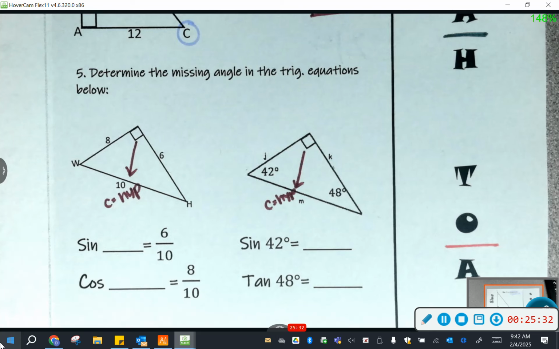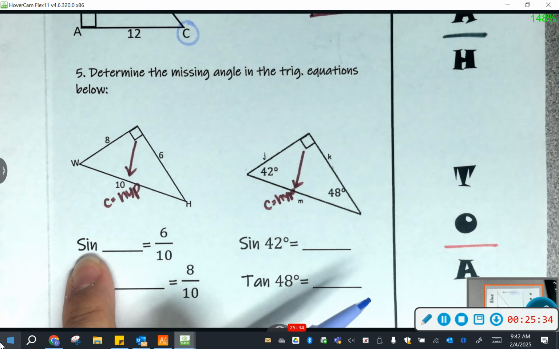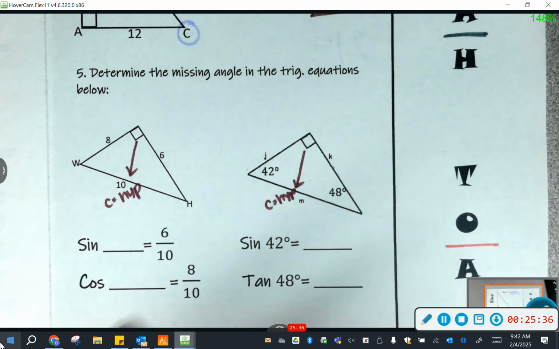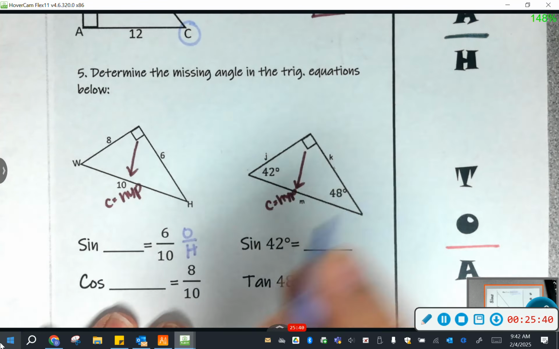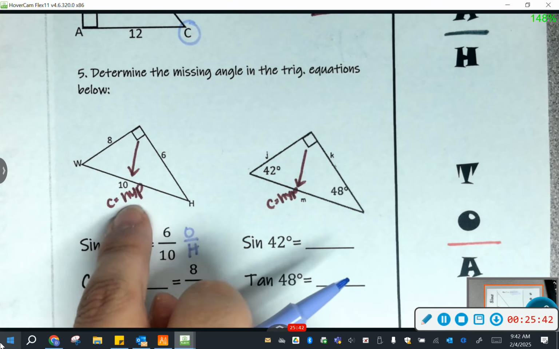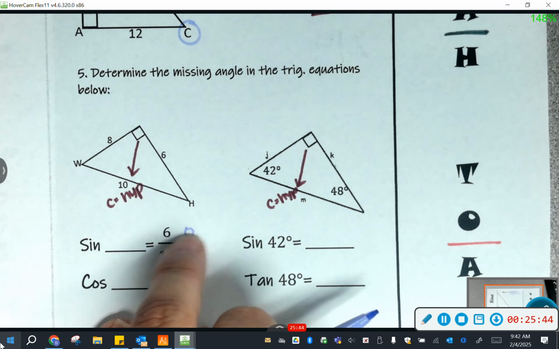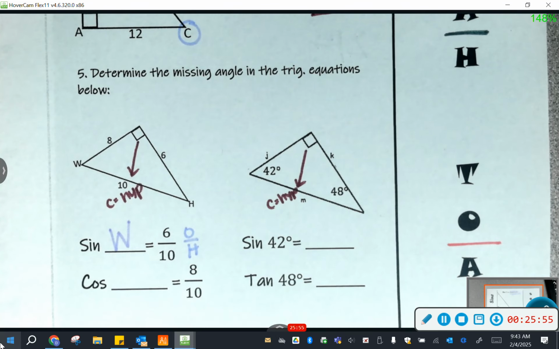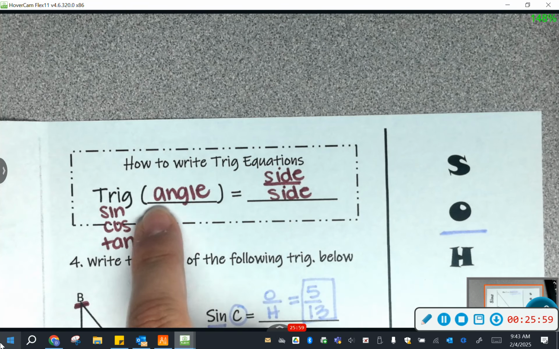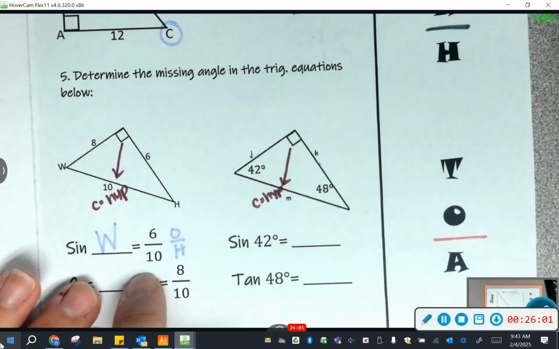So for this first one, it has sine. What is sine? O over H. Do you agree 10 is the H? Yeah. What is opposite of 6? I want an angle. The W is opposite the 6. That's my angle. Remember up here we said right next to the trig function is the angle? That's why we did W.